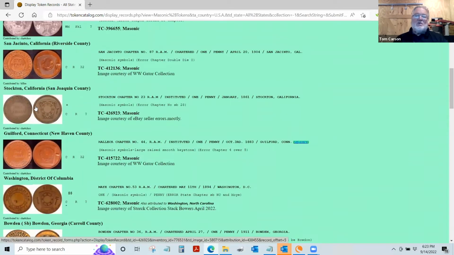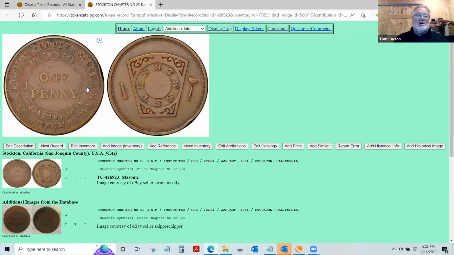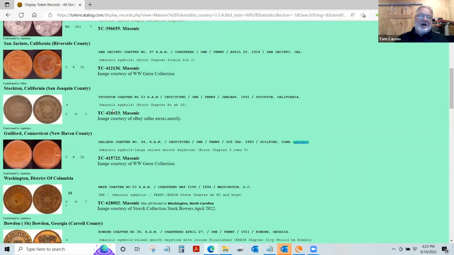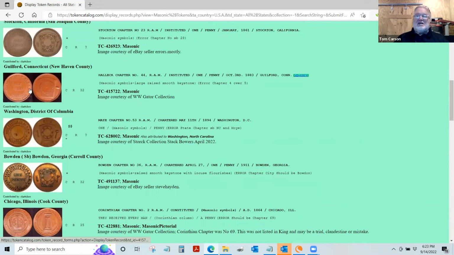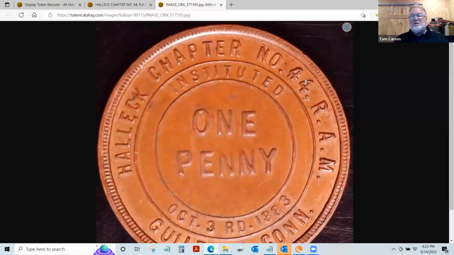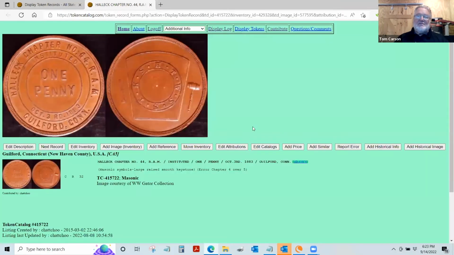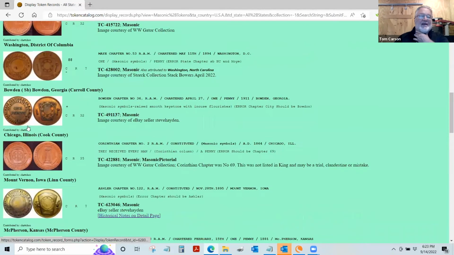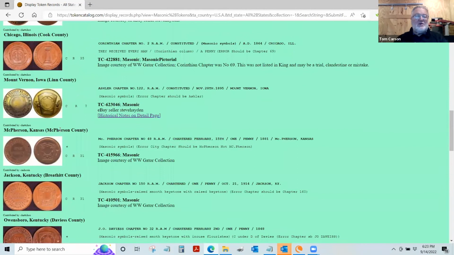Stockton, California, wrong chapter number. It should have been 28 and they got it as 23. Couldn't read the handwriting. Guilford, Connecticut. They goofed up on it, then they went in and over, it looked like the 5 was upside down, but they put a 44 over a 50. A 54. Okay. And there's more of those. You see how to do it now.